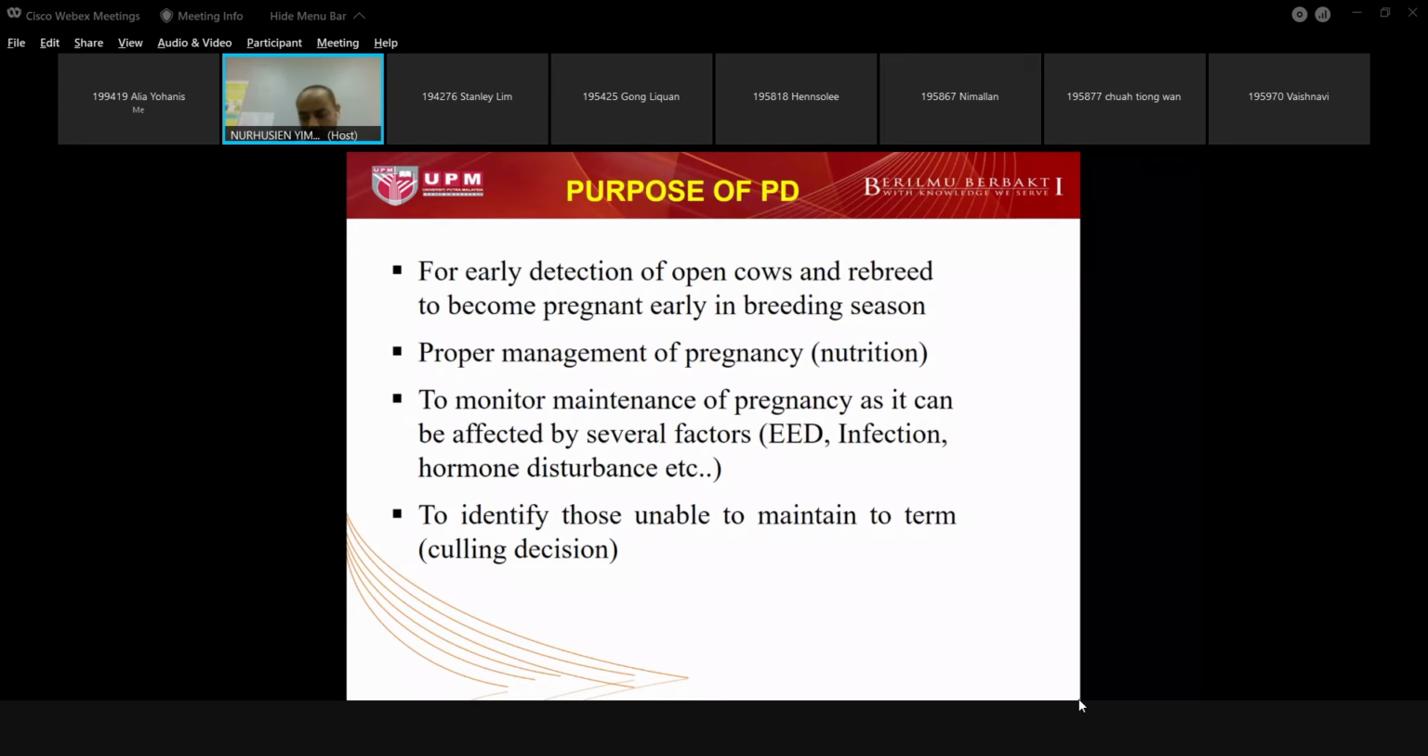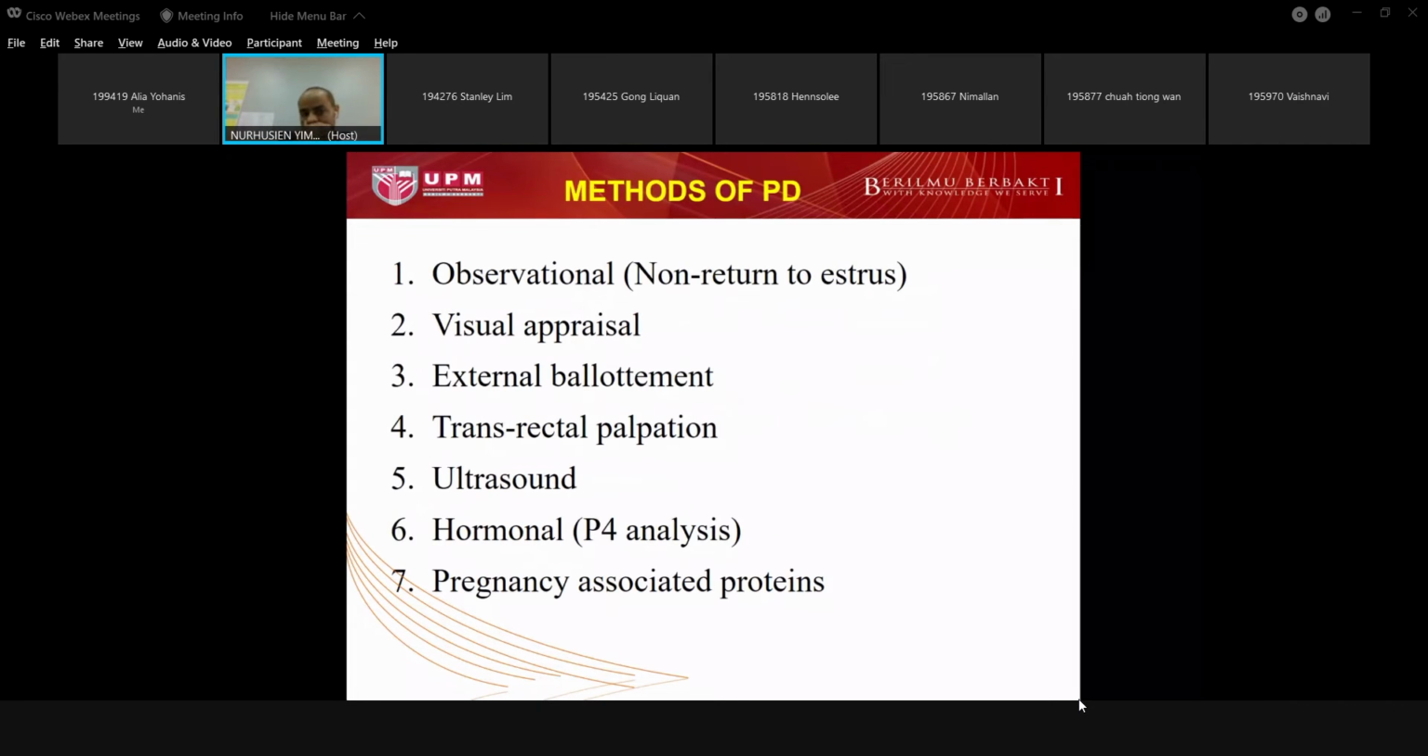Many other purposes will be there, but these are the main advantages or purposes of performing a pregnancy diagnosis. Talking about the purpose, those are the benefits that we can achieve by employing pregnancy diagnosis in your breeding program, in your reproductive management. But of course, we need to know how we can perform pregnancy diagnosis. What kind of methods do we have, right?